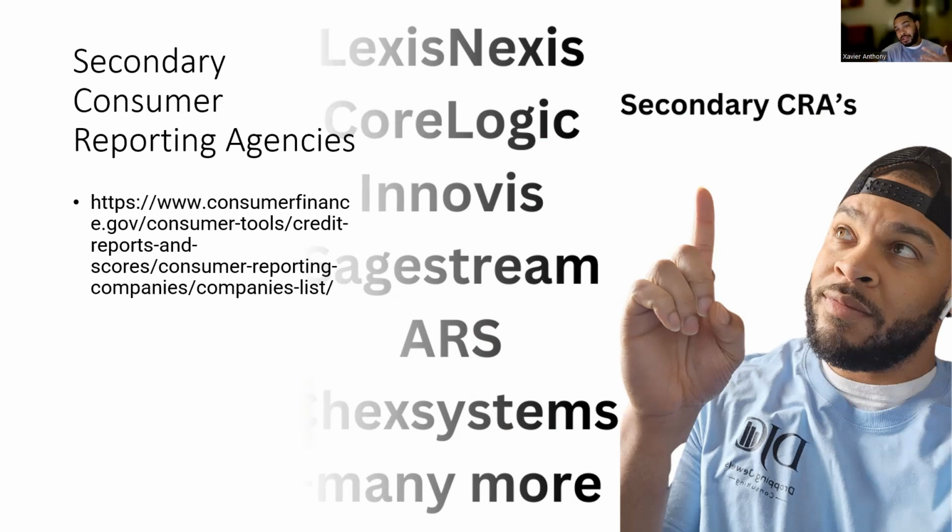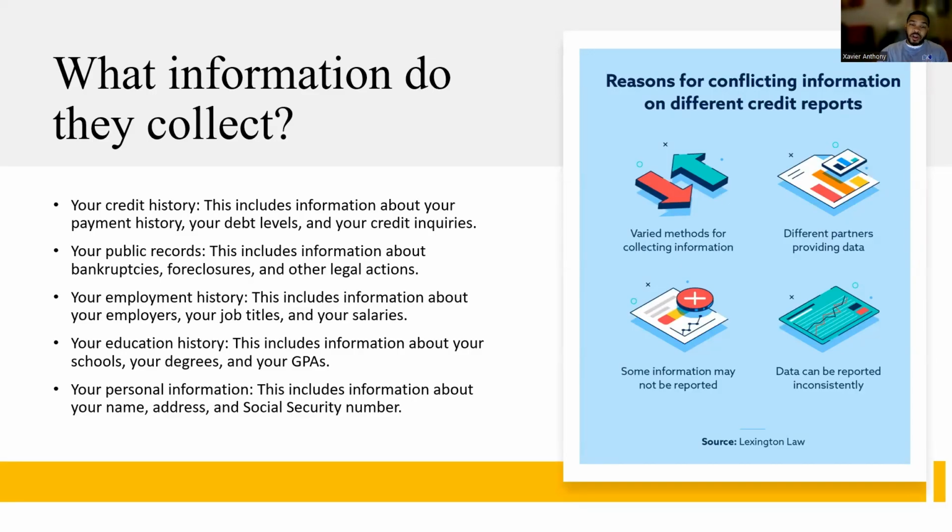Now, let's get back to the major three CRAs, which is Equifax, TransUnion, and Experian. These CRAs collect information like your credit history, your public records, your employment history, your education history, and your personal information. They collect and sell this information to creditors, lenders, and other businesses. These businesses can use the information to make decisions about how much money to give you, if they should extend you credit, how much credit they can give you, and the rates you'll pay back.